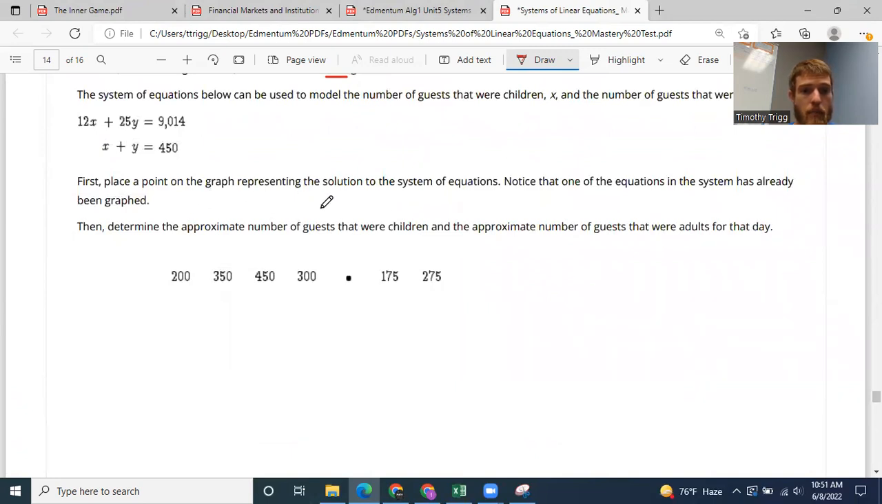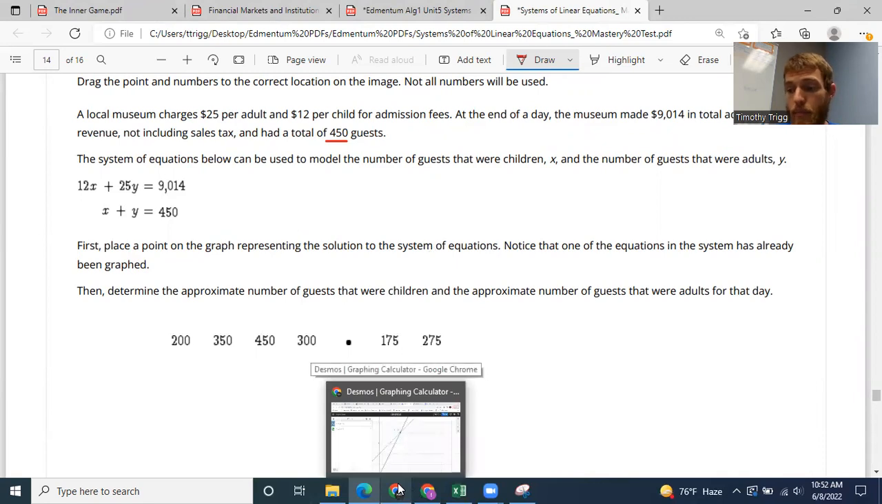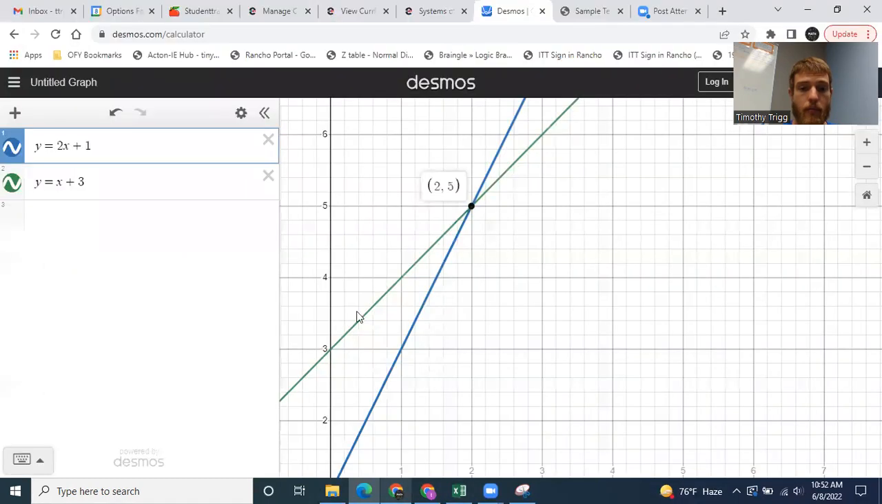First, place a point in the graph representing the solution to the system of equations. Notice that one of the equations in the system has already been graphed. Then determine the approximate number of guests that were children and the approximate number of guests that were adults on the day. So again, one thing I can do is just go to Desmos. Okay, so we got 12x plus 25y equals 9014. And then x plus y is 450. So I can go ahead and graph those here.